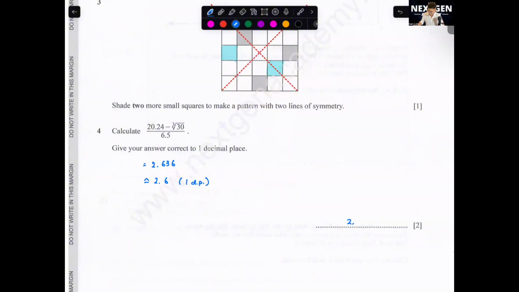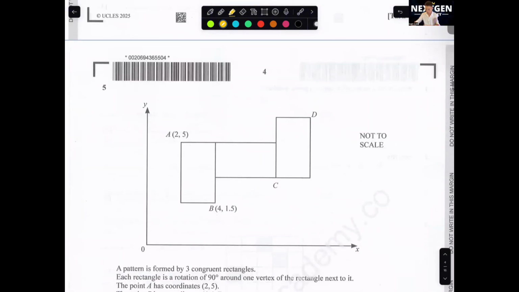I want you all to remember any sort of correct to a certain decimal place or certain significant figure. Write down a few more decimal places first. It can be as few as just 1 more extra decimal place or 1 more significant figure before you all present your final answer. Okay, number 5.